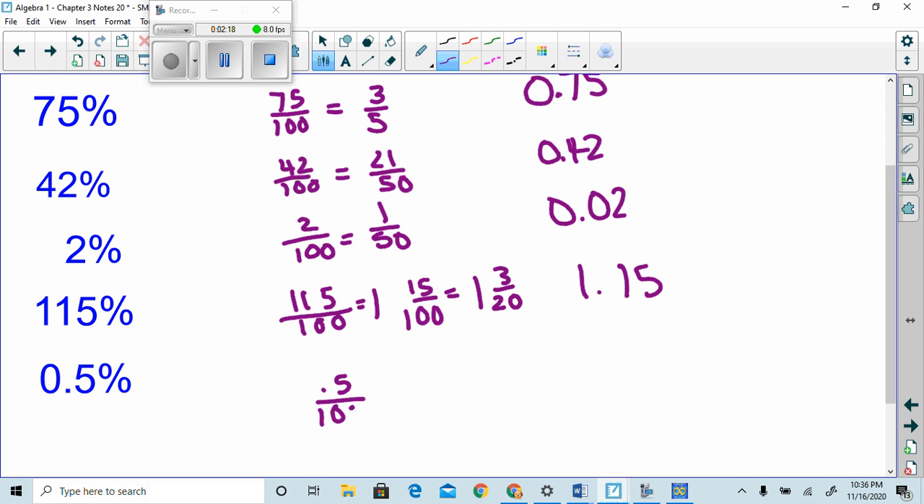0.5%. Then we have to convert that because we have to move this over once. Move this over once. Go ahead, simplify. And we could take that and write that as a decimal by dropping the percent symbol and moving the decimal over 2 places.